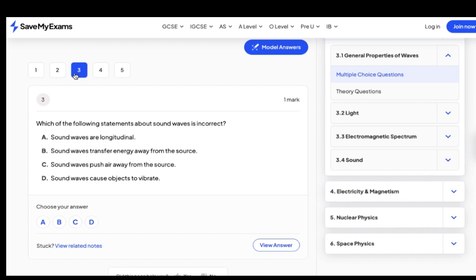I don't think this is the answer. This sounds correct. Sound goes up to my brain and they are longitudinal, so it's neither A nor D. It's B or C. Sound waves push air away from the source. I think C is wrong.